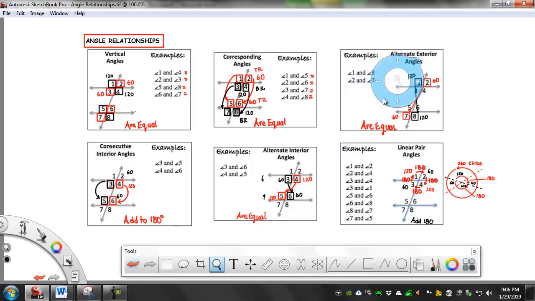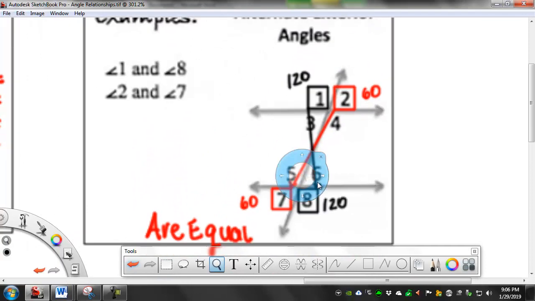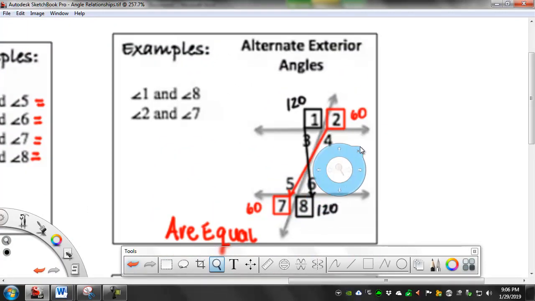Okay, the next set of angles that we want to talk about are alternate exterior angles. Alternate exterior angles are on the outside of parallel lines. You can see they're on the outside. So 60 and 60, angles 2 and 7, are on the outside, and they're on opposite sides of the transversal. You see how they go across from each other? They're alternate exterior: exterior meaning they're on the outside, and alternate meaning they're on the opposite side of the transversal. And those angles are congruent.